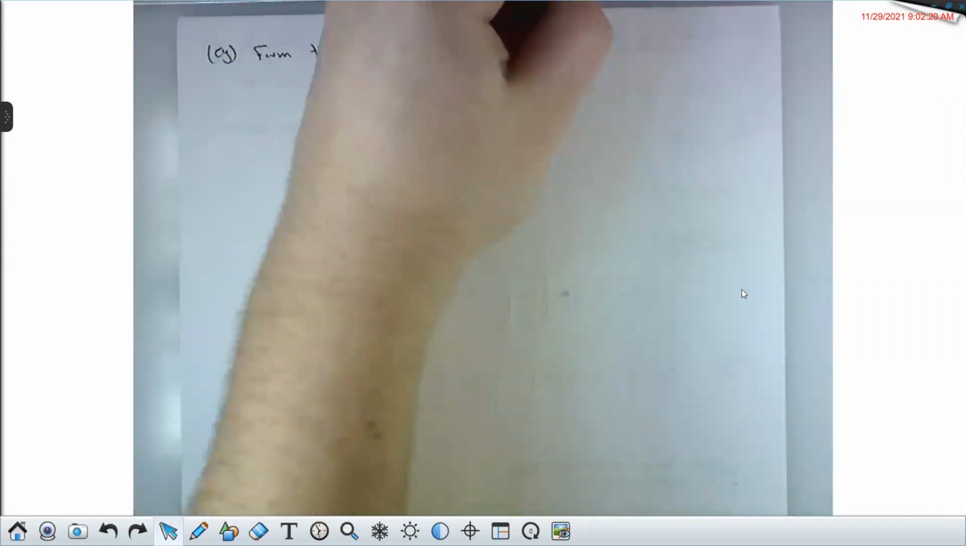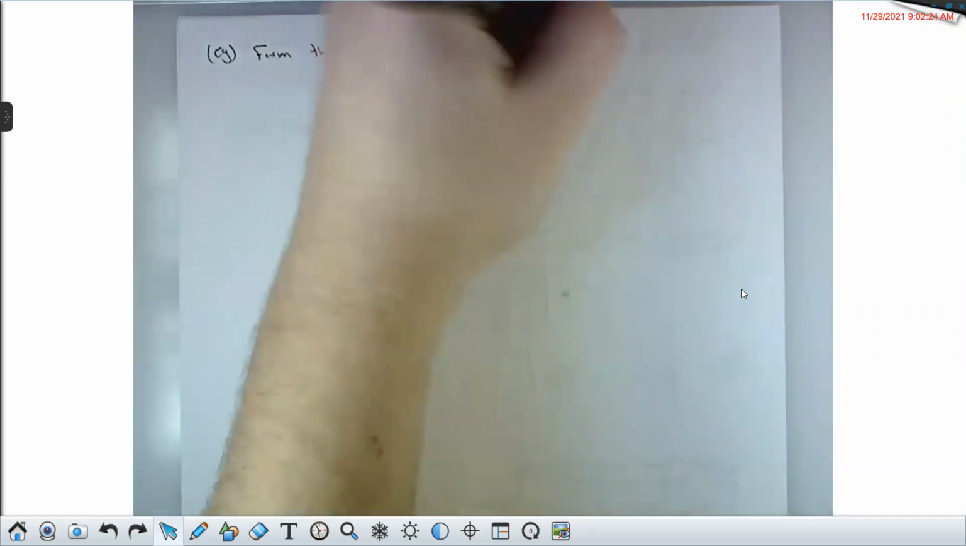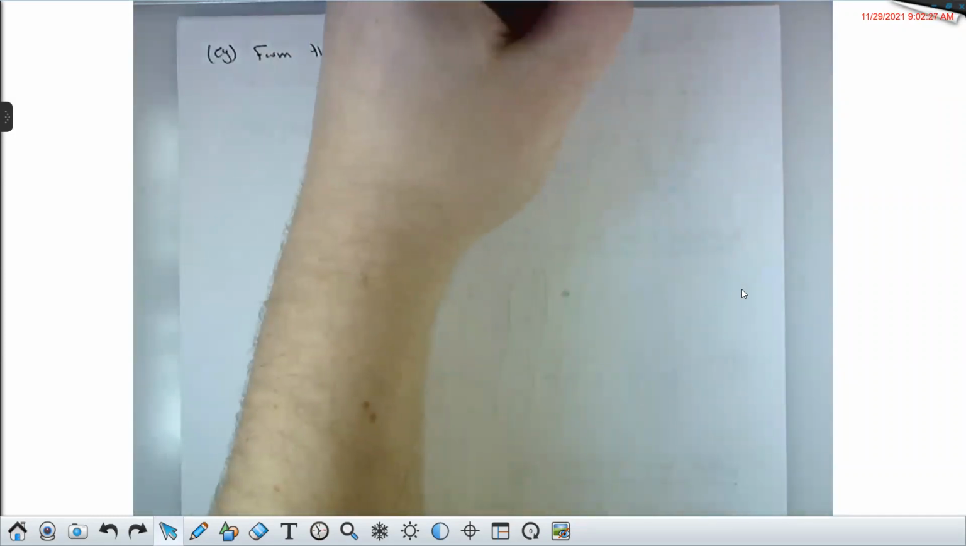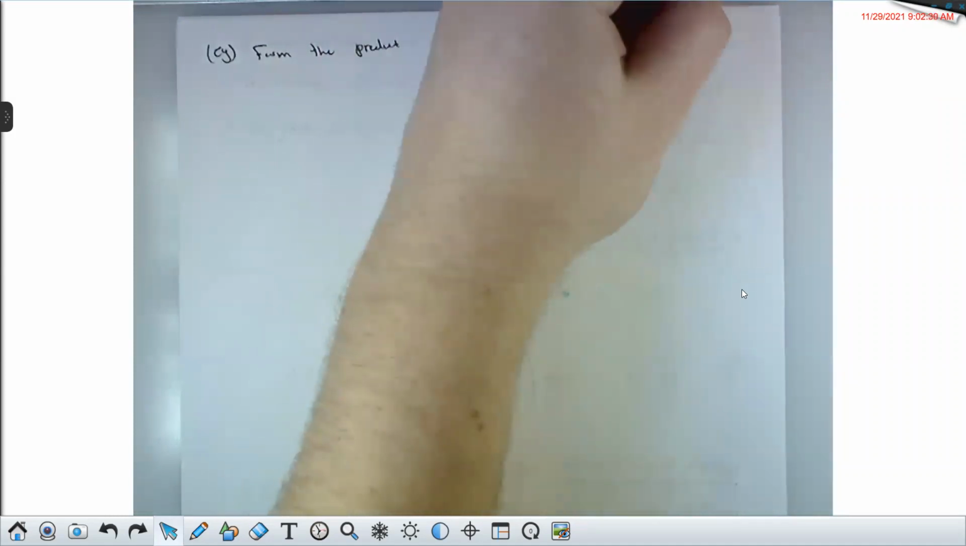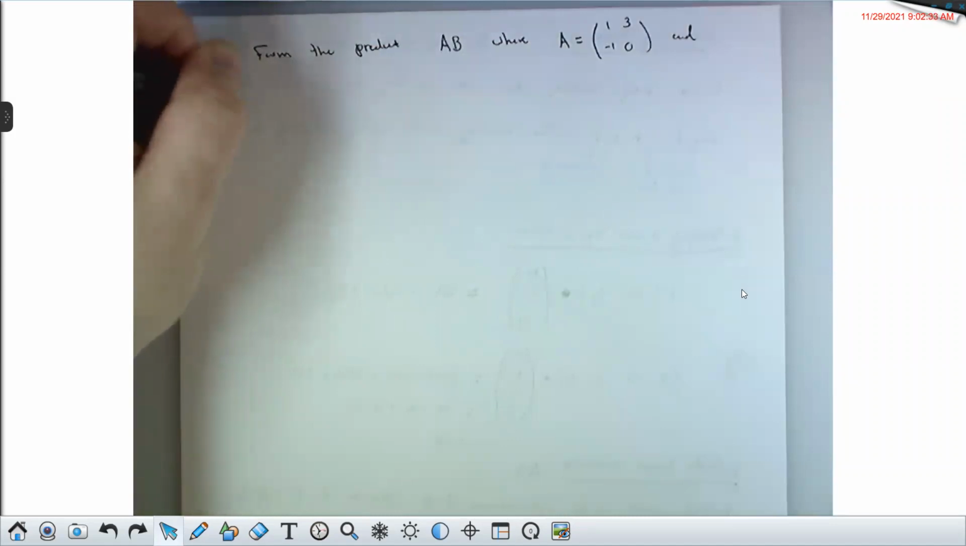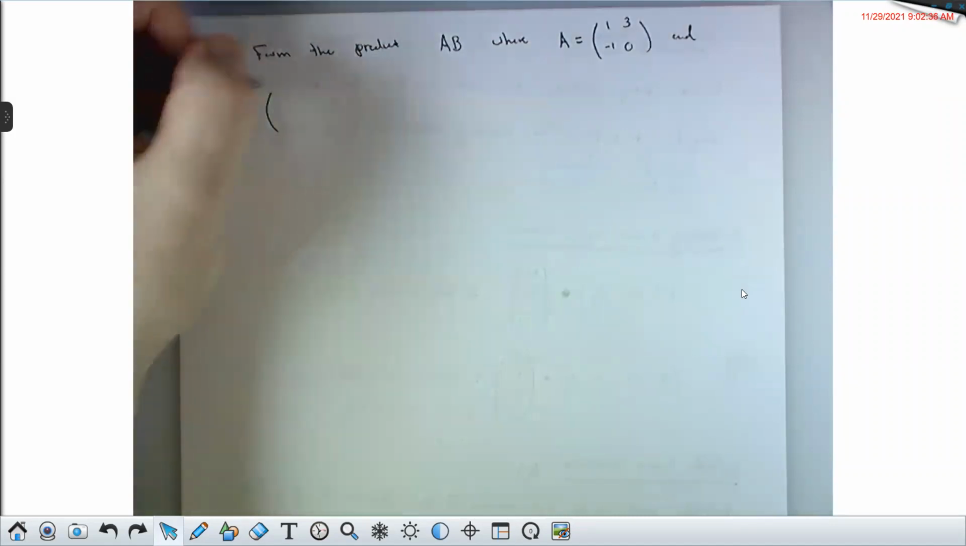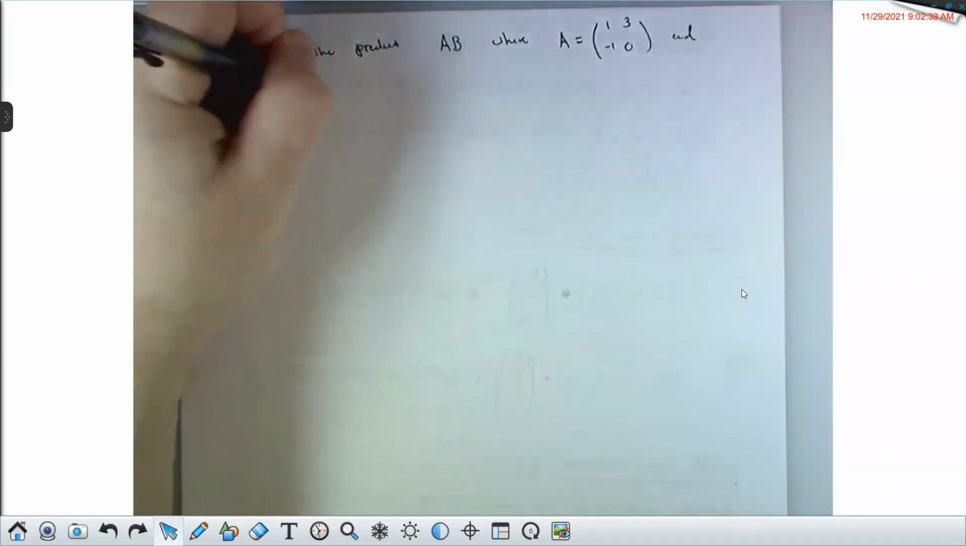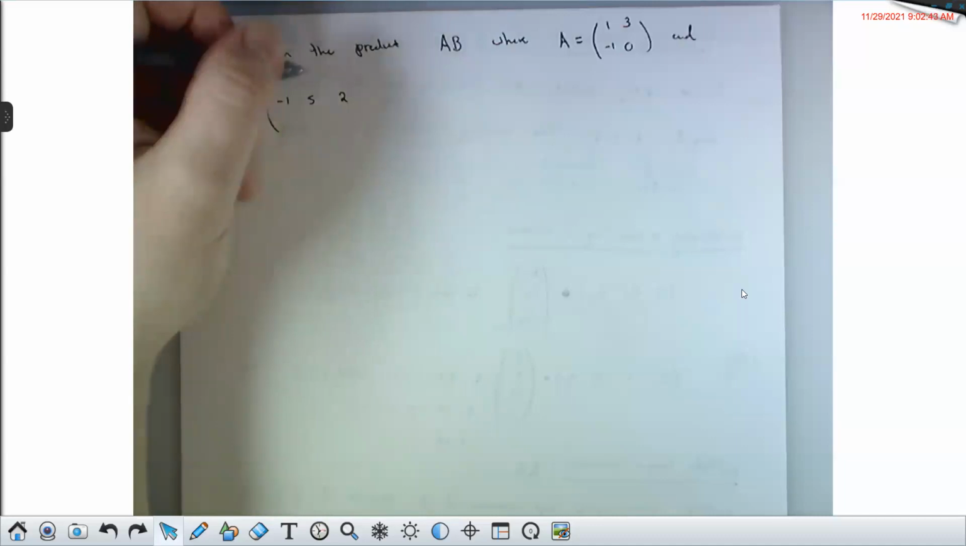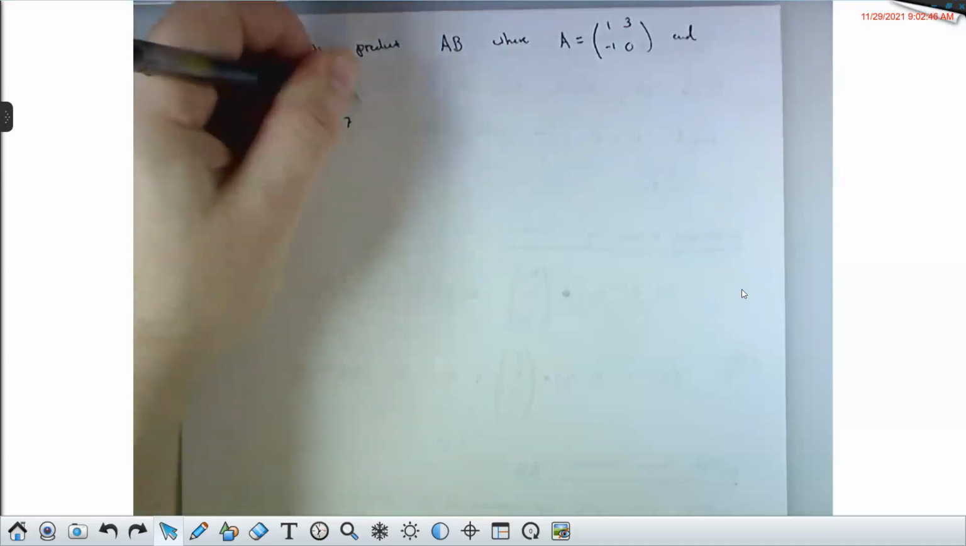So for our first example, I want to multiply to form the product AB, where A is a 2 by 2 matrix, 1, 3, -1, 0, and B is a 2 by 3 matrix, -1, 5, 2, 0, 4, 7.